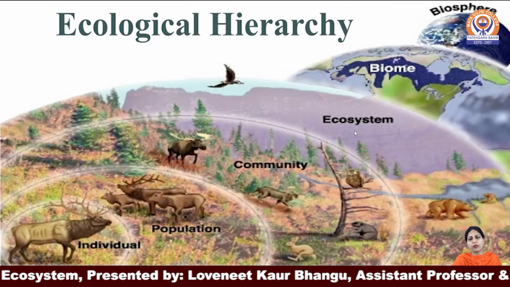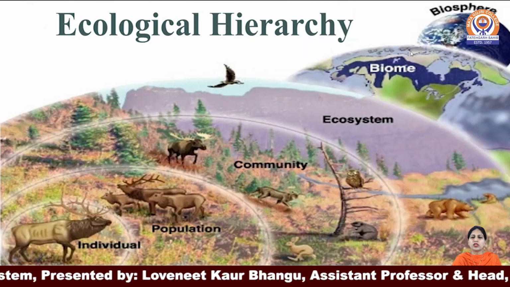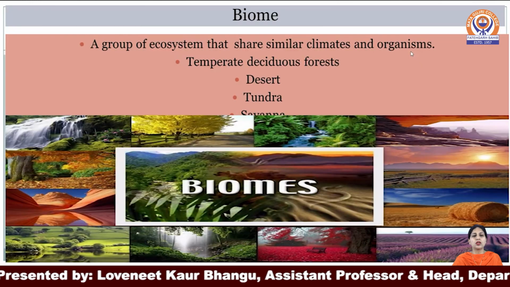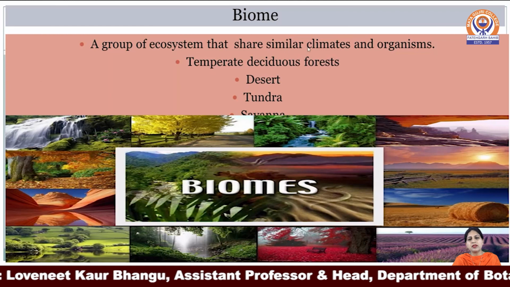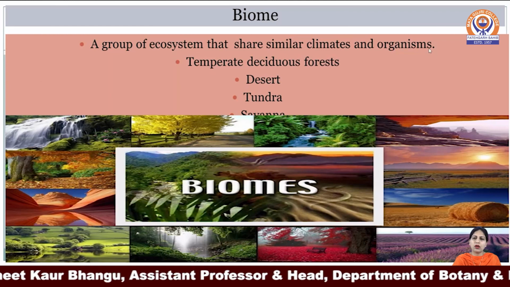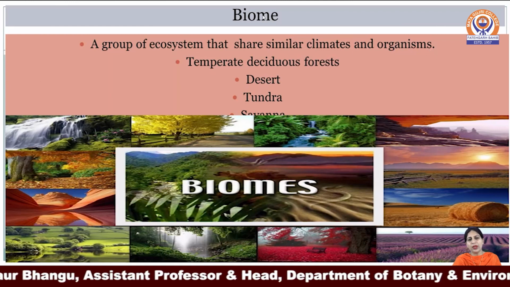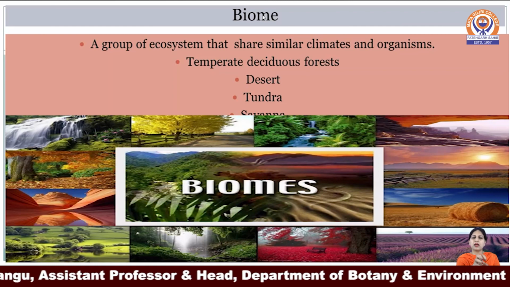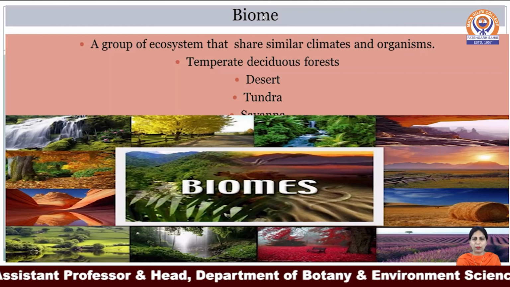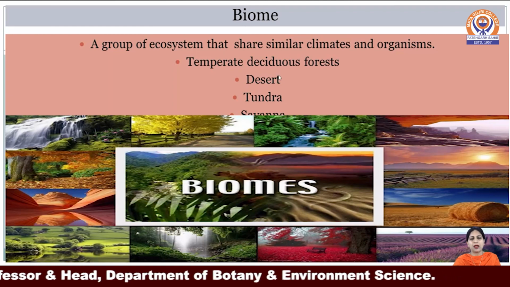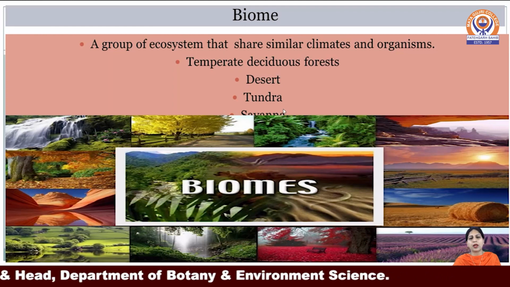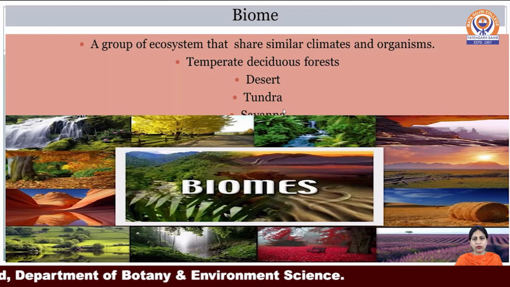Then similar types of ecosystems constitute the biome. So here comes biome. A group of ecosystems that share similar climates and organisms forms a biome. That is, all the similar ecosystems collectively are known as one biome. And there are various types of biomes such as desert, tundra, savanna, temperate deciduous forest, etc.